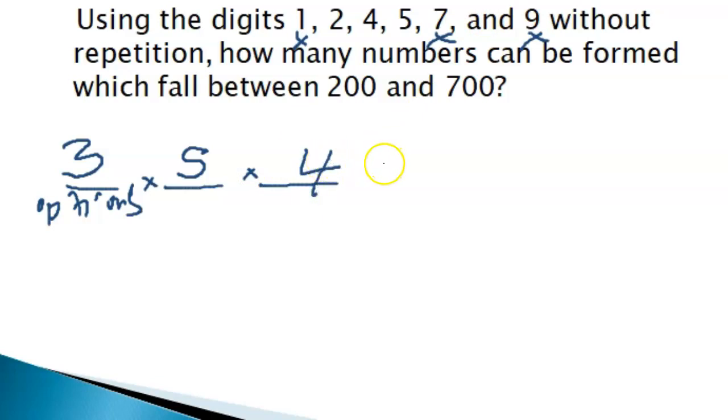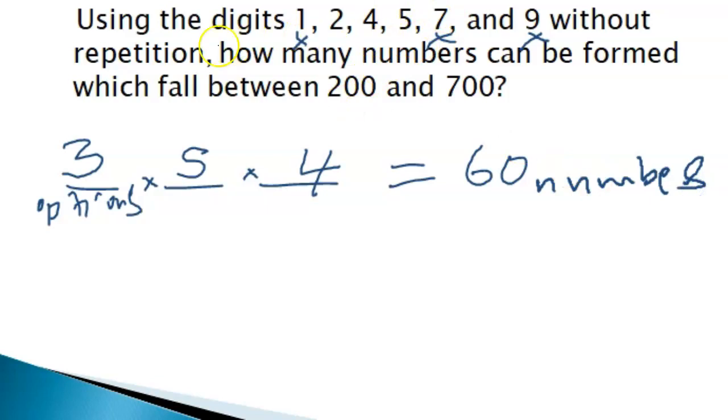So the number of numbers we can form which fall between 200 and 700 will be 3 times 5 times 4. 3 times 5, that's 15. 15 times 4, that's 60. So there are 60 numbers that we can form using these digits, 60 numbers that would fall between 200 and 700.